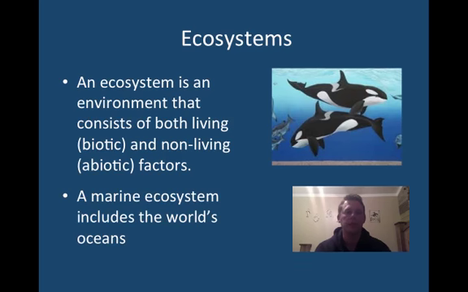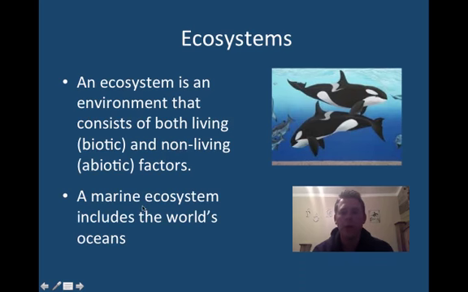So ecosystems. An ecosystem is an environment that consists of both living, which is biotic, and non-living, abiotic factors. Make sure you know biotic and abiotic. Of course, there's different types of ecosystems. You can see right here that ecosystem right here is not underlined or in bold or highlighted, but that's because I want to give you the opportunity to do that yourself. I don't want to just have everything done for you. So make sure that when you see something, you recognize that ecosystem is the key word here.